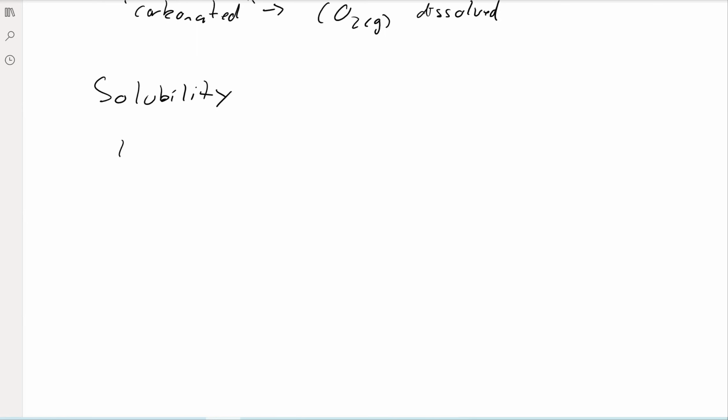There's two main factors that are important. The first is the pressure. So this is how they first get that gas in the liquid. They pressurize it. So as we increase the pressure of that particular gas, we increase the solubility.